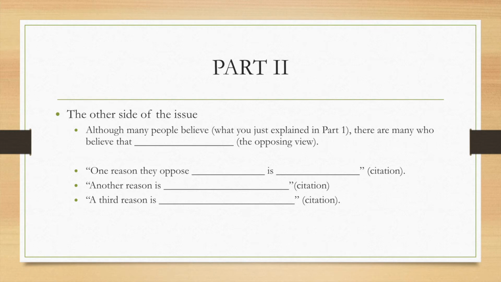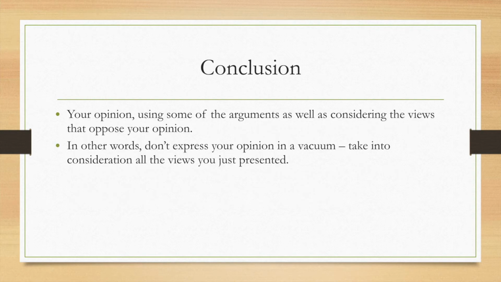One reason they oppose owning a dog is they take too much work. Another reason is, and whatever you find, a third reason is, and again, whatever you find, cite the source. You should be able to find 3 pros and 3 cons, which is why you're required to have 6 scholarly sources, one source for each pro, one source for each con. If you can't find 3, it's not the end of the world, but it depends on your topic. Try to find 3.